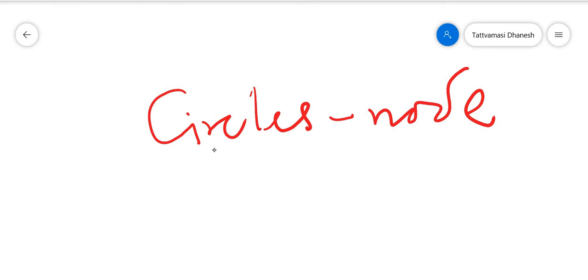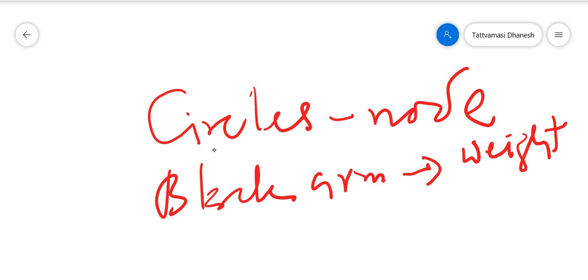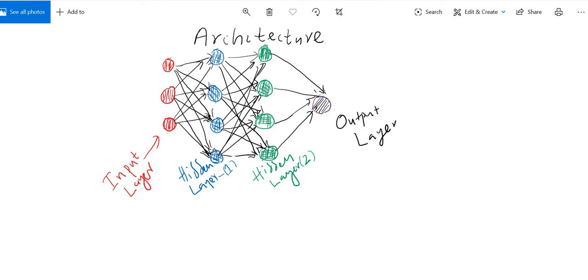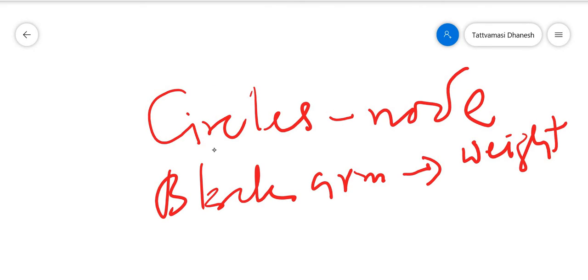The black arrows are the weights of the network. These things you may be familiar with. So this is the simplest architecture of a neural network. Here the circles represent the nodes and the black arrows represent the weights.